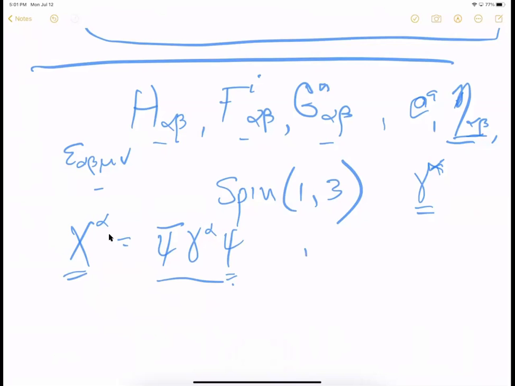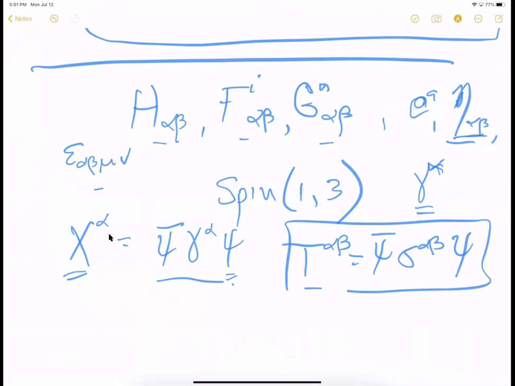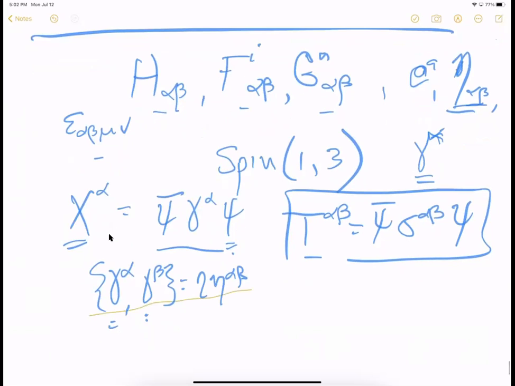We can build other things. We can sandwich sigma, which, remember, is the commutator of two gamma matrices. Those are generators of rotations, but we can build tensors out of those. So basically anything that we can build using the basic gamma matrices of the Clifford algebra. Remember, we got these guys. So anything we can build out of those in spinors. Well, we know what we can build out of the gamma matrices.